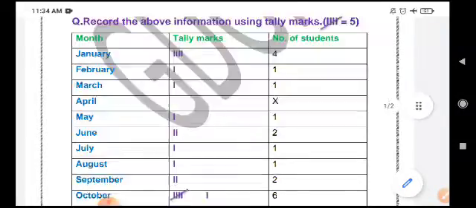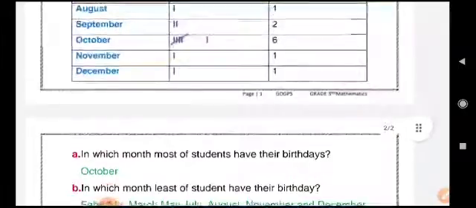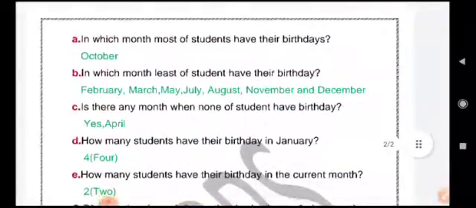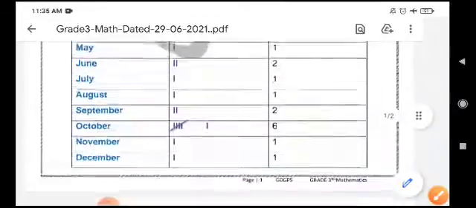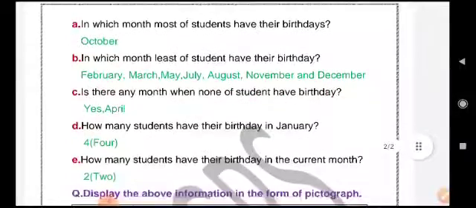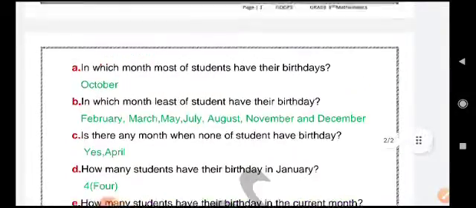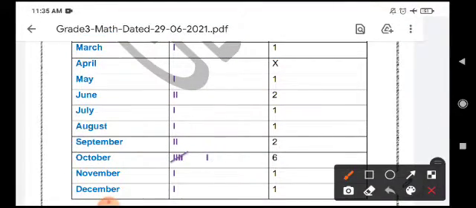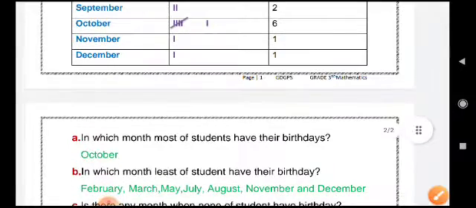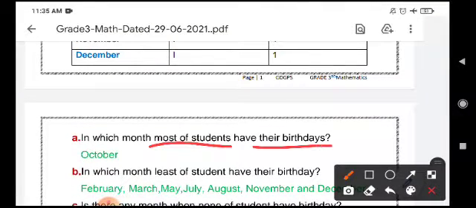Now in terms of pictograph, we will also learn how to do it. But now using the tally marks, the table, we have gathered information and represented it in the form of this data. How will we answer these questions? In which month most of the students have their birthdays? Just have a look. Which is the greatest number of all? 6. So which month lies there? October. So in the month of October, most of the students have their birthdays.